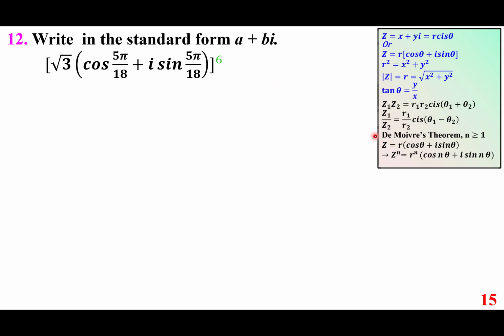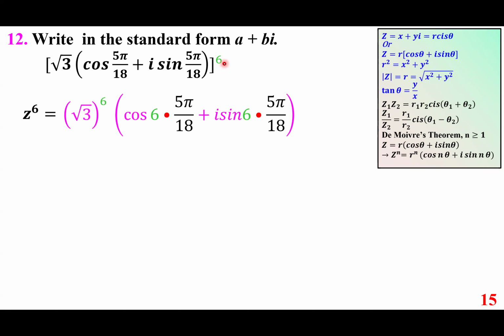We use De Moivre's theorem if n is larger than or equal to 1. When z is r cosine theta plus I sine theta, if you want to raise z to the power of n, you raise r to the power of n, and you multiply the theta by n. That's the methodology. So having said that, let's write this. Z to the power of 6 means this thing to the power of 6, and this angle times n, or 6. That's it. Now, square root of 3 to the power of 6 means 3 to the power of 3. And this one, let's do the math here.